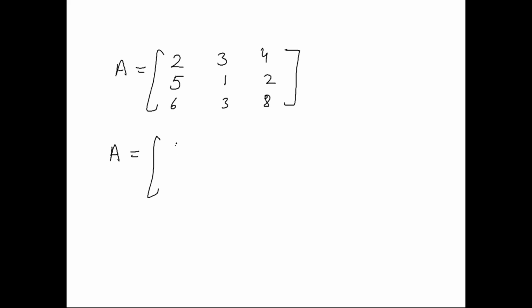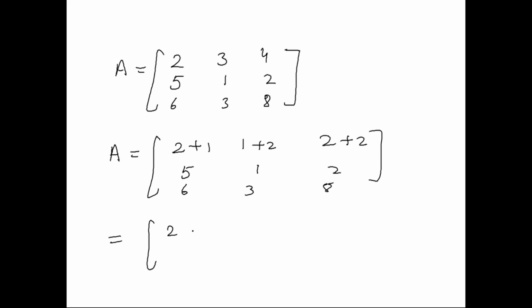Okay, let us try to understand this property. Let us say we have a matrix A, which is given by 2 3 4, 5 1 2, 6 3 8. Please find out the determinant for this. And I'm splitting it like this: 2 plus 1, 1 plus 2, 2 plus 2, 5 1 2, 6 3 8.